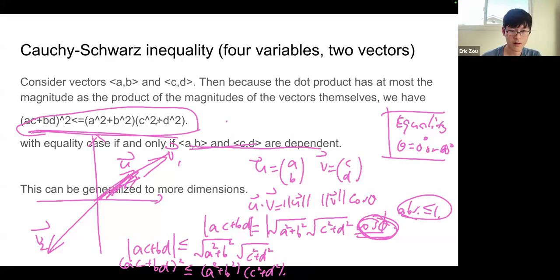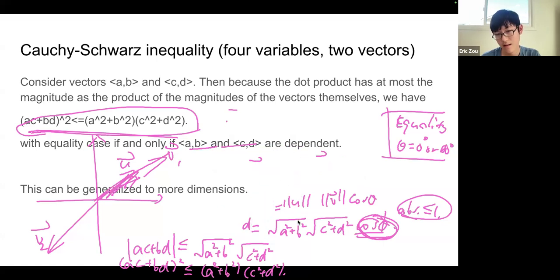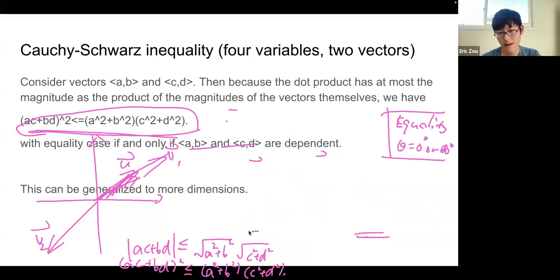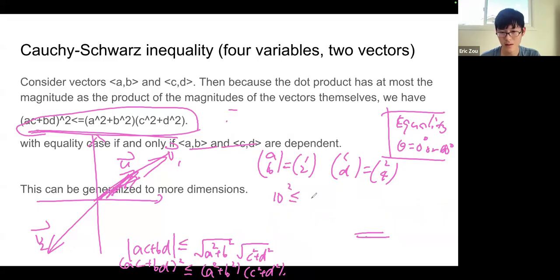For example, if u equals (1, 2), so (a, b) equals (1, 2), and (c, d) equals (2, 4), we can plug it all in. ac plus bd is 2 plus 8, which is 10. 10 squared is at most (a squared plus b squared), which is 1 plus 4, is 5, times (c squared plus d squared), which is 4 plus 16, is 20. So this is 5 times 20, which is also 100. So this inequality holds with equality when they're dependent.